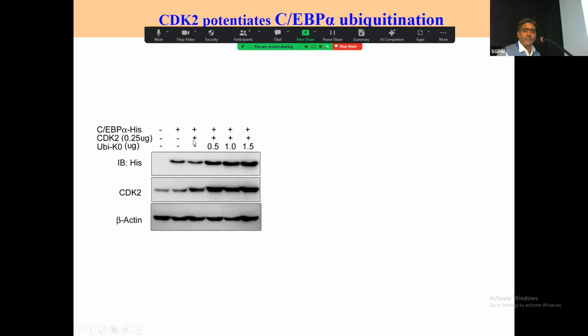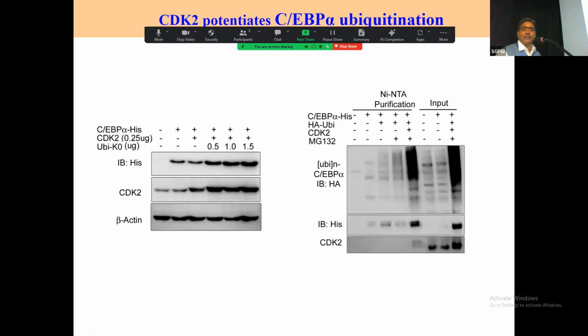When we overexpress CDK2 along with CBP alpha, there was slight downregulation. But when we increase the amount of the lysine mutant, which has all the lysines of ubiquitin mutated, the CBP alpha protein rather stabilized, indicating that CBP alpha protein levels are modulated by ubiquitination. We further confirm that if we compare these two lanes, in the presence of CDK2, CBP alpha was heavily polyubiquitinated, indicating that CDK2 promotes CBP alpha polyubiquitination and thereby may impact its protein levels.